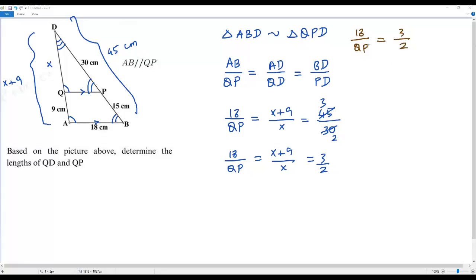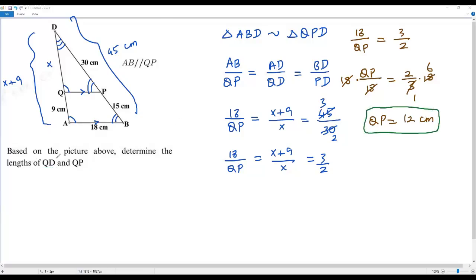Okay, to solve for QP, first I have to get QP into the numerator. Actually, QP is in the denominator. So for that, we can take the reciprocal on both sides. If I take the reciprocal on both sides, I get QP over 18. On the right side, I get 2 over 3. To solve for QP, I have to multiply both sides by 18. When I do so, this 18 will cancel out. 3 goes into 3 one time, 3 goes into 18 six times. So I'm getting QP equals 2 times 6, which is 12 centimeter. So of the two lengths QD and QP, I got the length of QP, which equals 12 centimeter. Now let's find the length of QD.